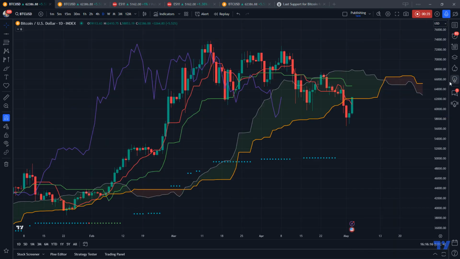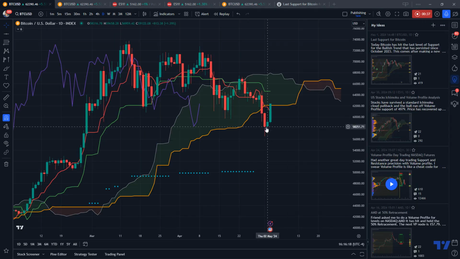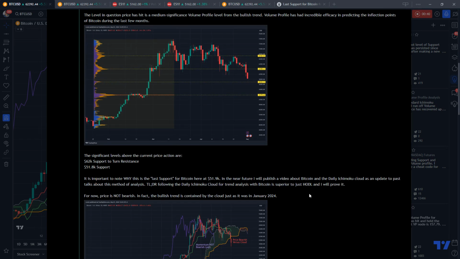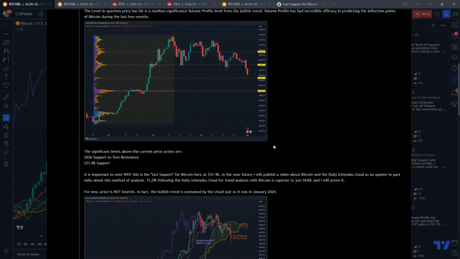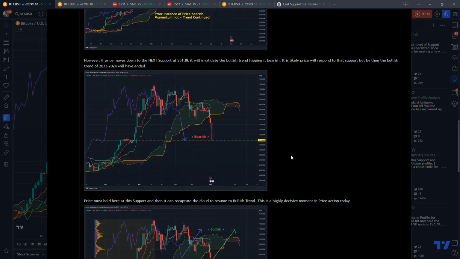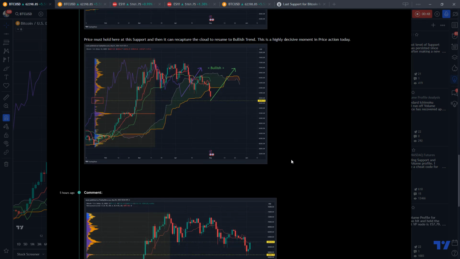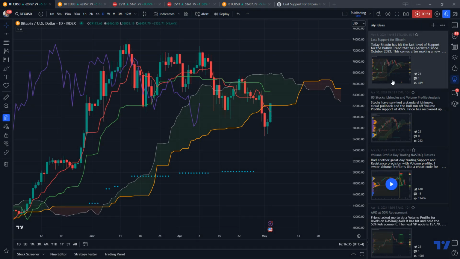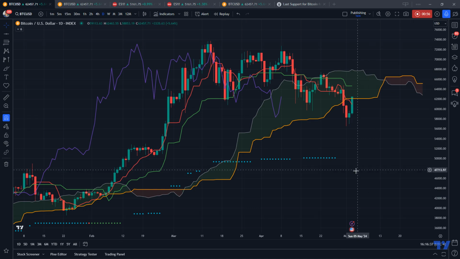I want to make a video recap of what I was basically detailing in my idea because I was explaining this in the context of not only support and resistance levels, but also in terms of the Ichimoku Cloud. In other words, what's going to happen to make Bitcoin bullish from this point and what's going to happen to make it bearish from this point. Does the Bitcoin bull trend survive? Well, here are the criteria.